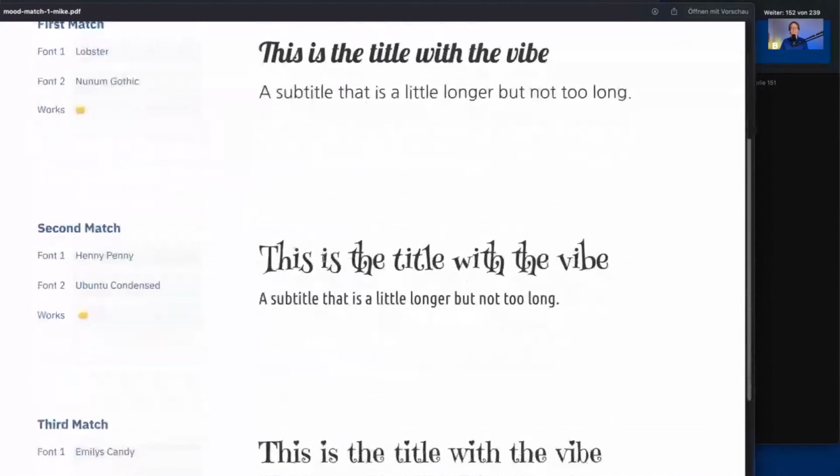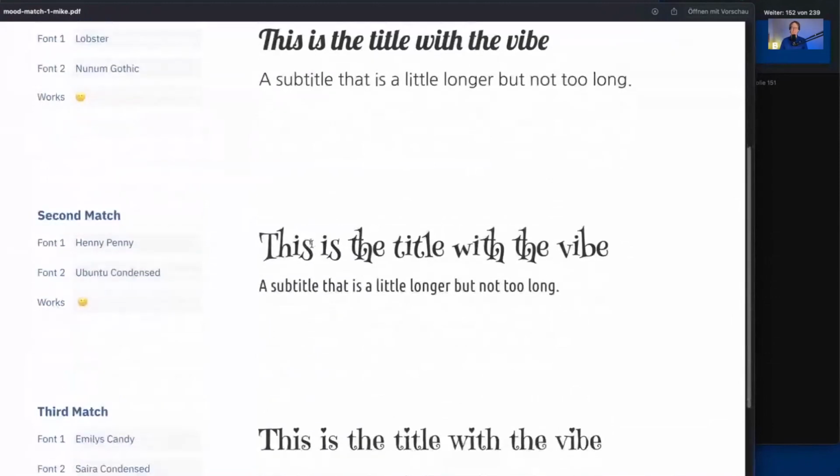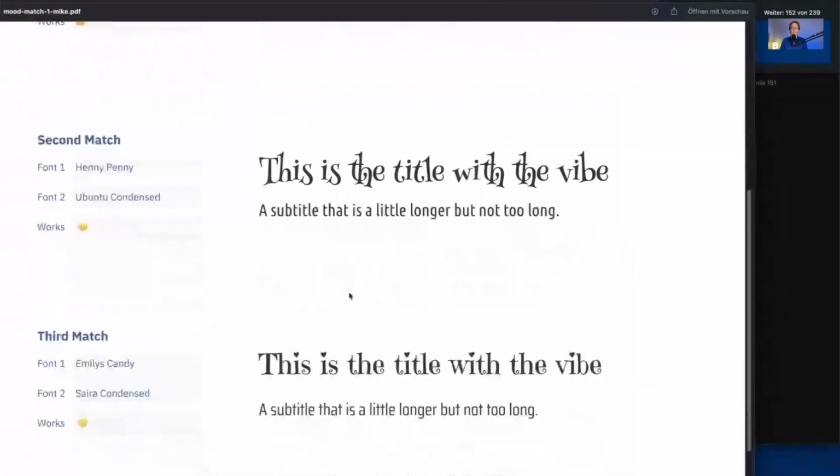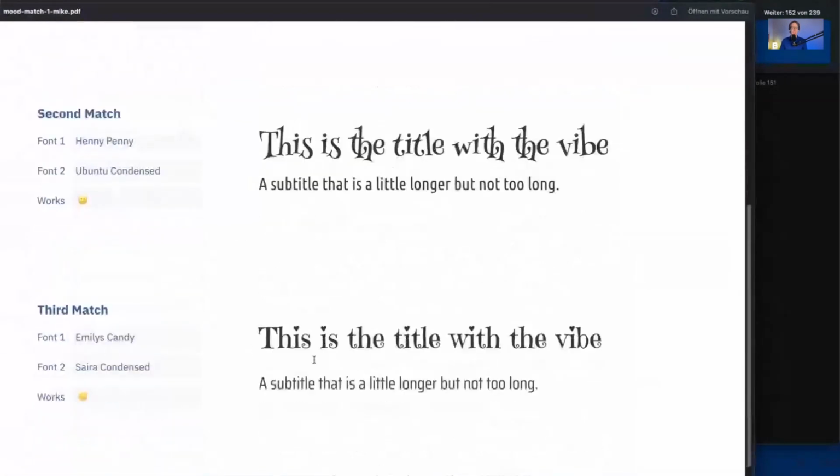Henny Penny is great. I think you can only stand looking at this typeface for one word or something like that, because it's so expressive. But this would be the approach where you could combine it with anything because it's very, very different. And the third one here is Emilys Candy. The name is hilarious as well, combined with Saira Condensed. Yeah, this combination here, I'm not so sure about.